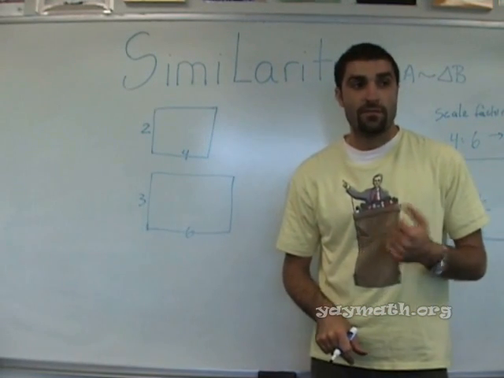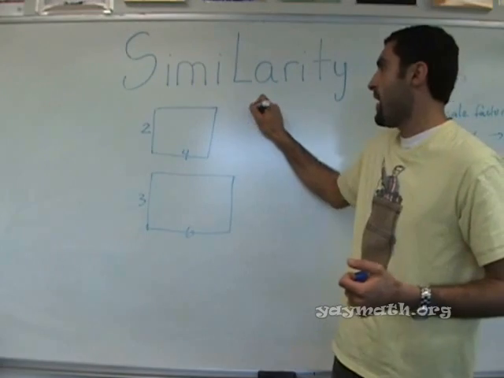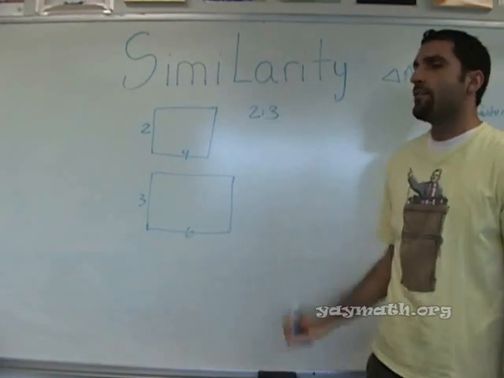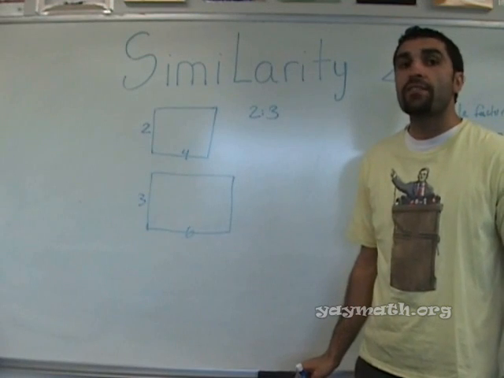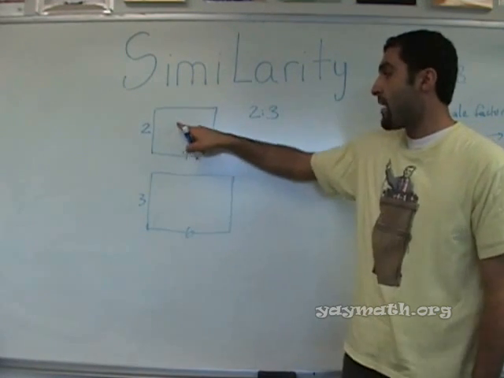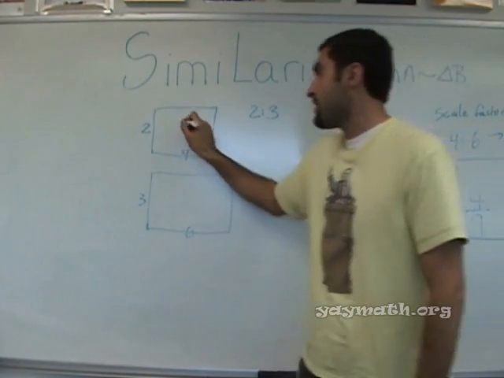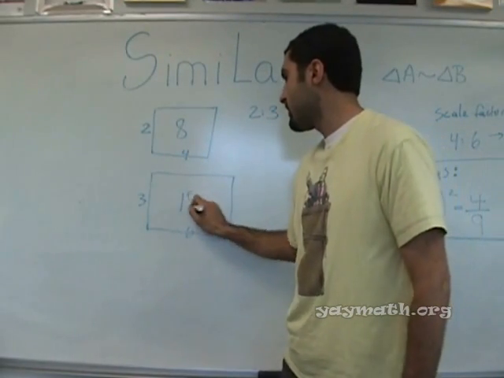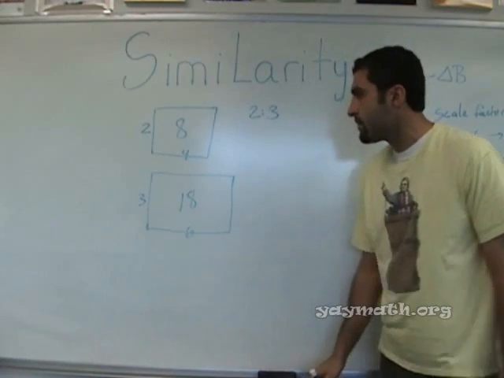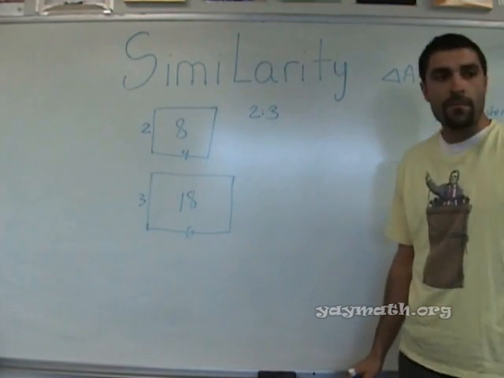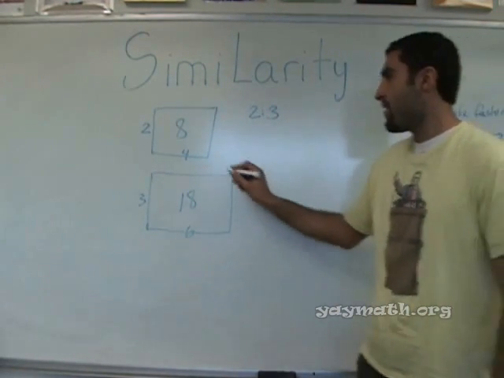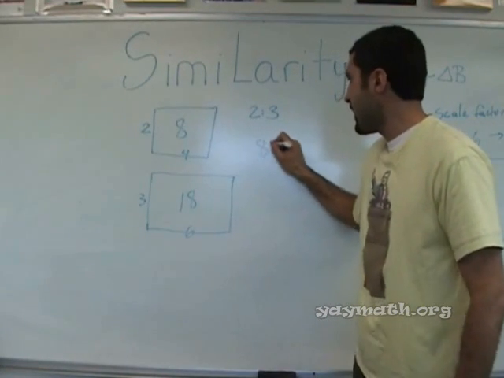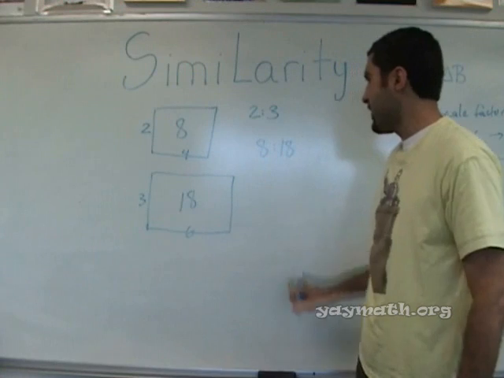What is the scale factor of rectangle 1 to rectangle 2? 2 over 3, or 2 to 3 we can say. Usually that's how scale factor goes. So that's the scale factor. What is the scale factor of the areas? So what's the area of this? 8. What's the area of this? 18. All right, so do you agree that this area is 8 over 18?